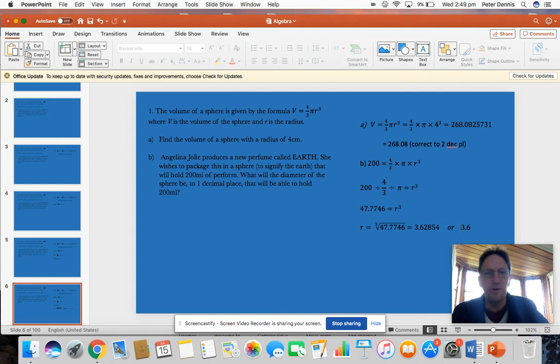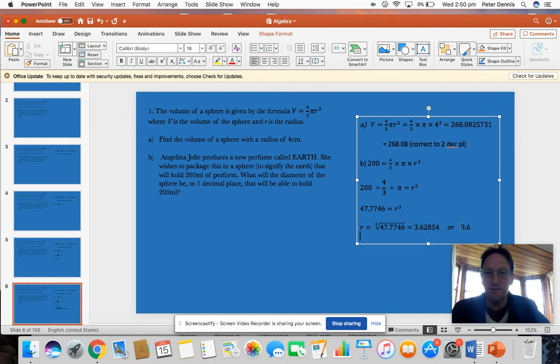Okay, so 3.6. Just make sure, what will the diameter of the sphere be? So it's always good to go back and reread that question. This is the radius. So if we were looking for the diameter, we'd have to double this to give 7.25. So to be actually 7.3, the answer here. The answer would be 7.3. I should change that right now.